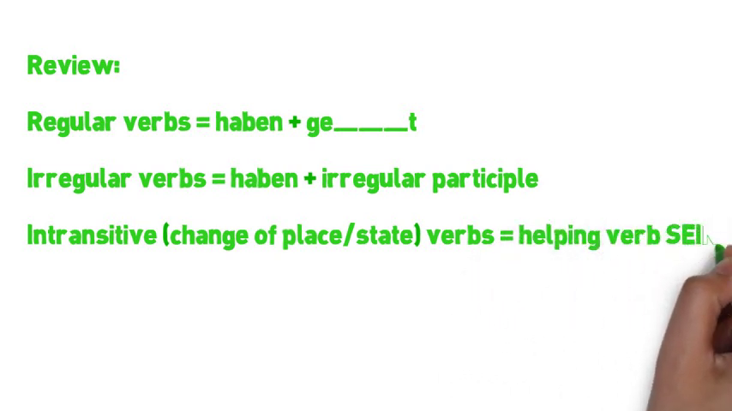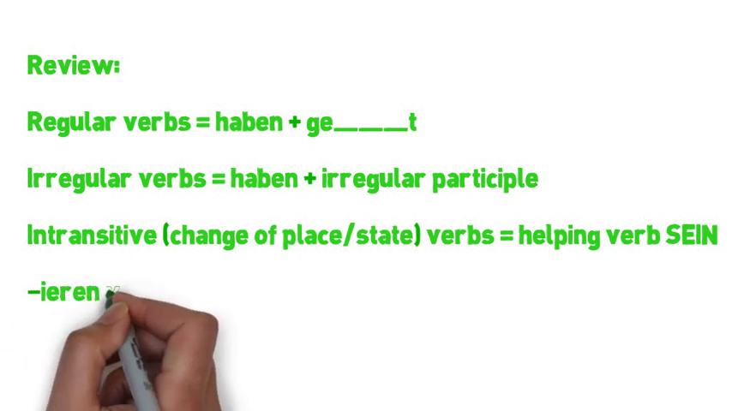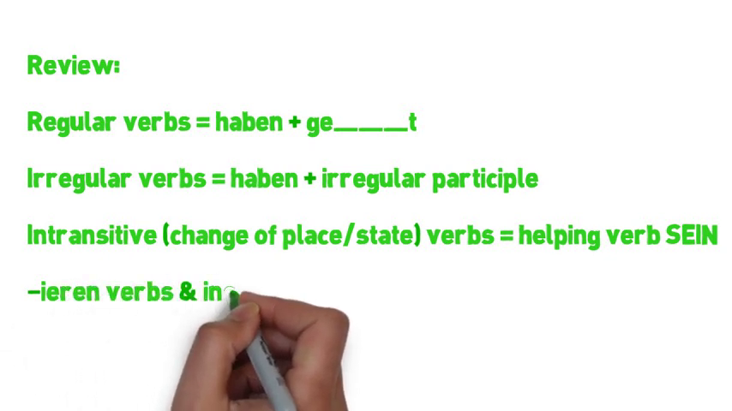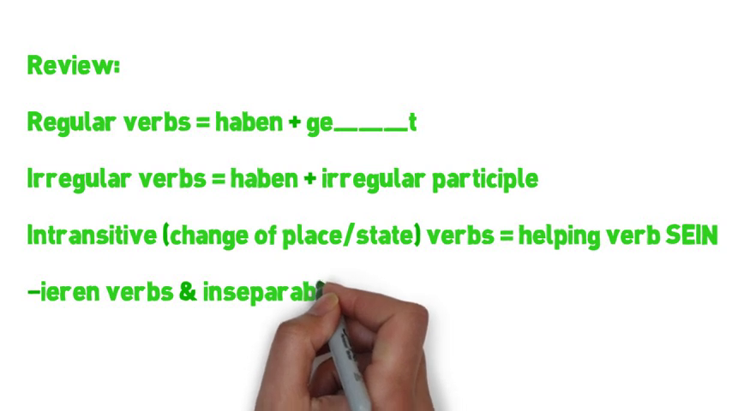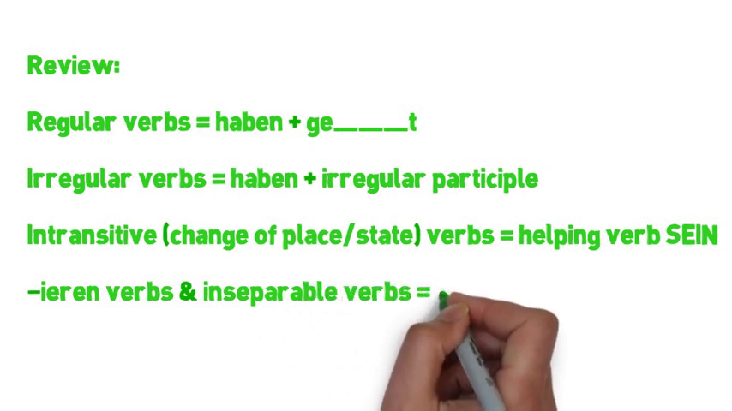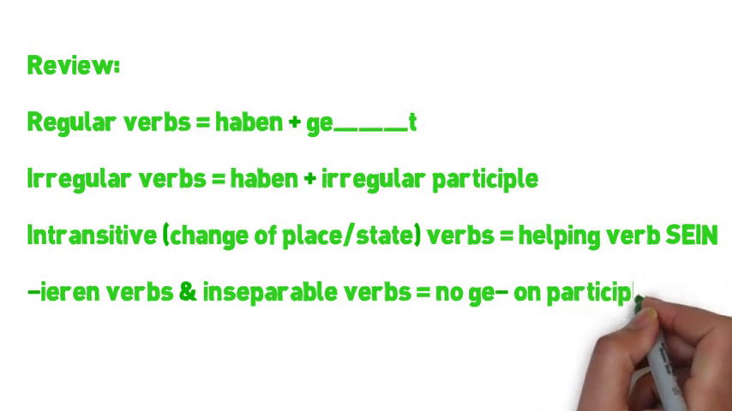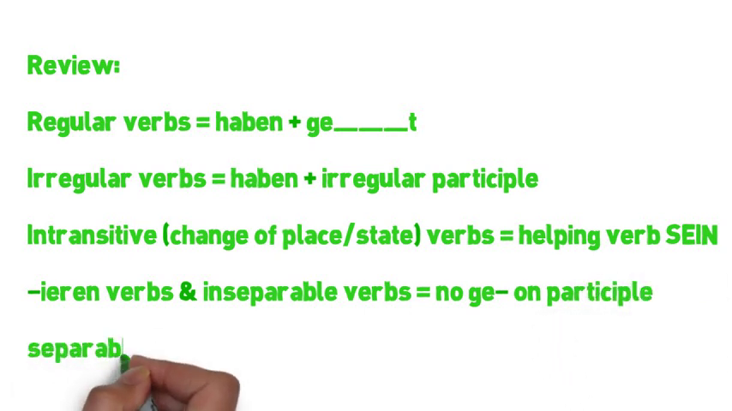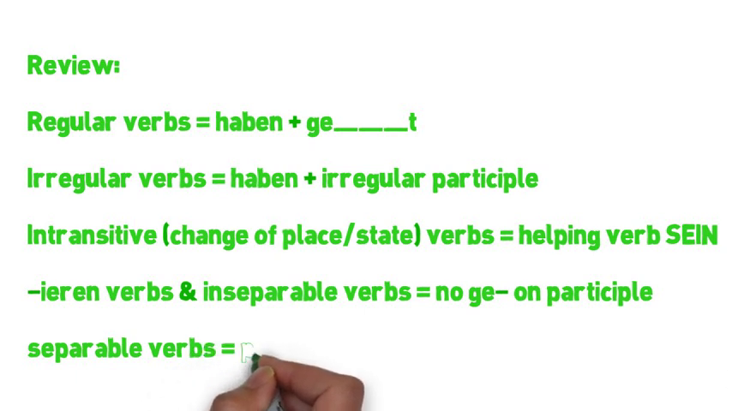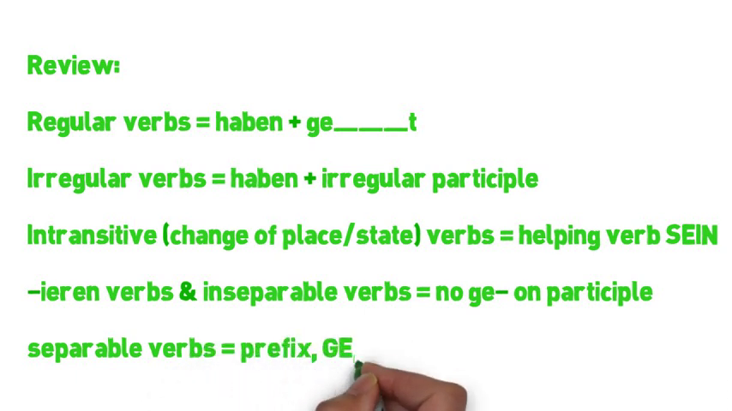Now, some verbs, ones that involve changing place or condition, will use the helping verb sein instead of haben. These also tend to be irregular verbs, so their participles will need to be memorized as well. Finally, there are some kinds of verbs that don't add ge to the participle, verbs that end in ieren, or verbs with inseparable prefixes. And finally, separable verbs will put the ge between the prefix and the verb stem.